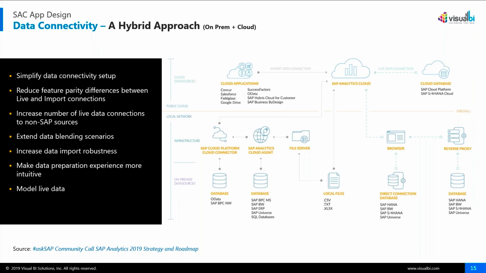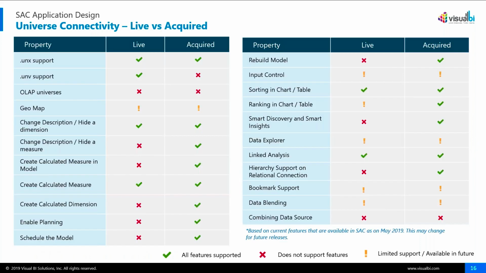So moving on to the next slide, we have the various features that are available for SAC App Design in both live and acquired connections. As I already spoke about, live connection is where you model the data and bring it in from the backend system and directly use it on applications. And acquired is where you import the data into SAP Analytics Cloud, then model it based on your needs, and then design your applications.